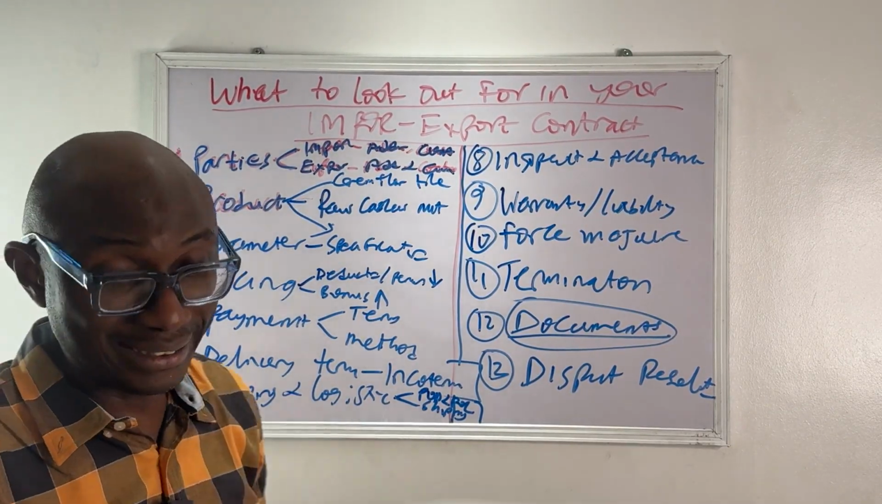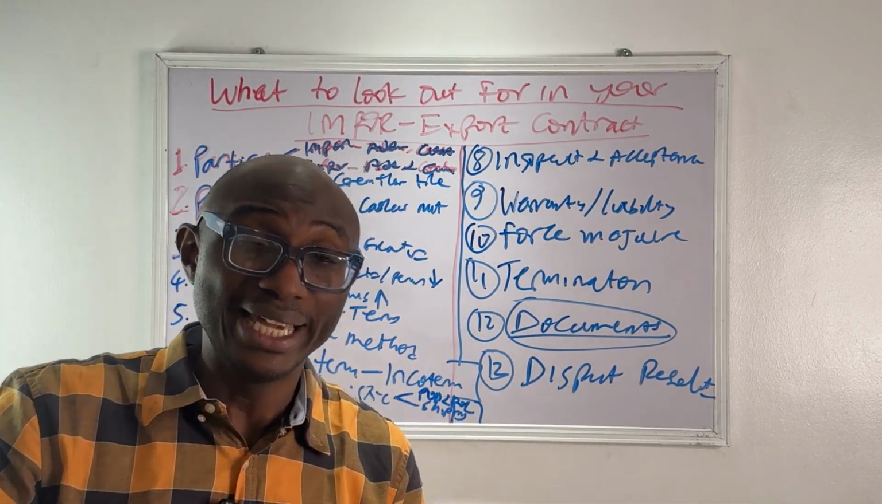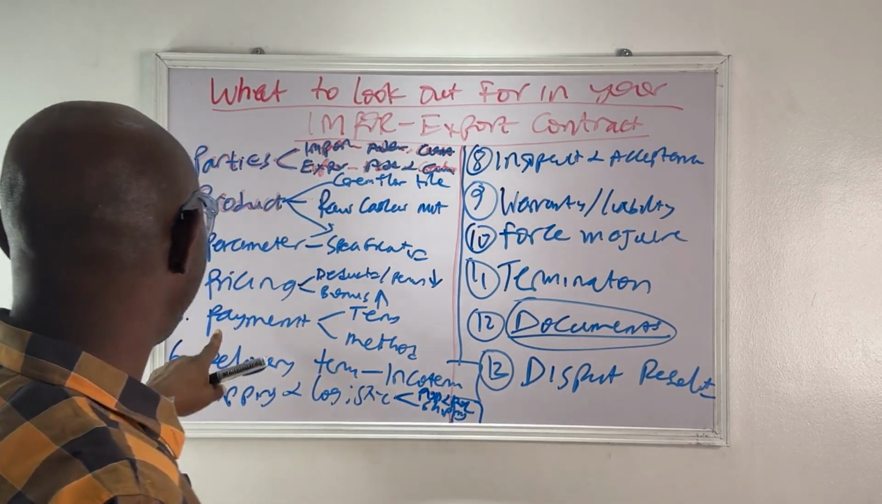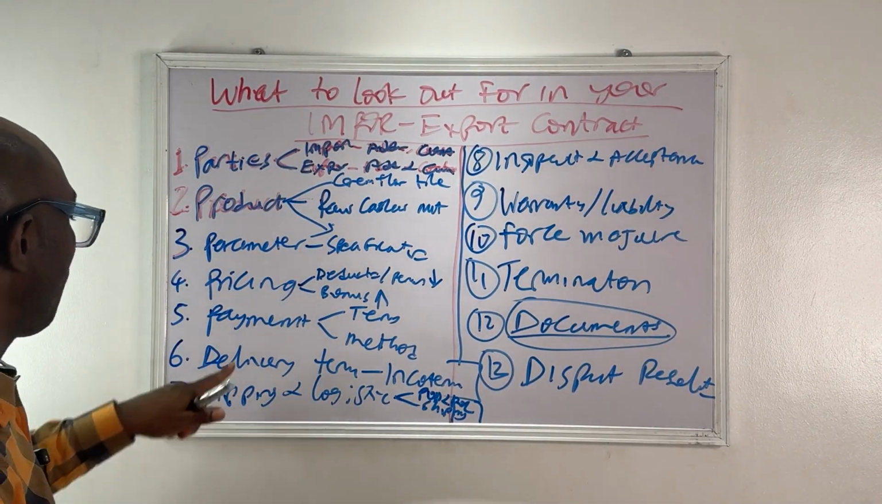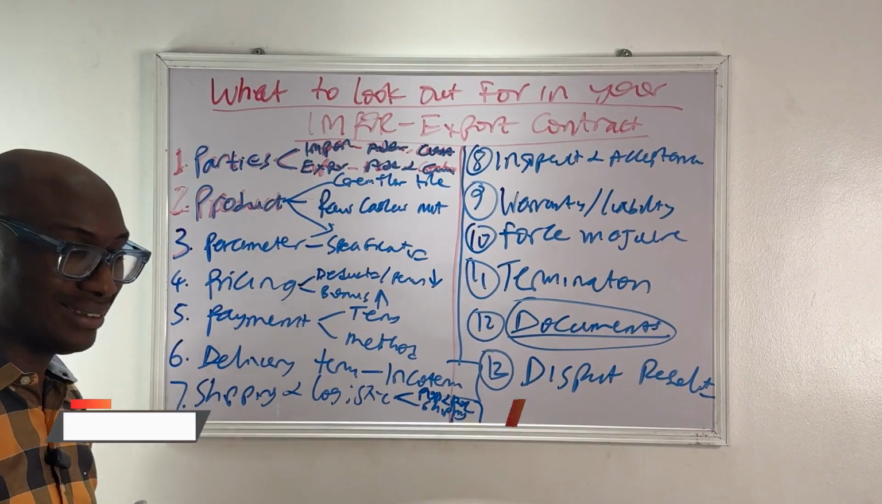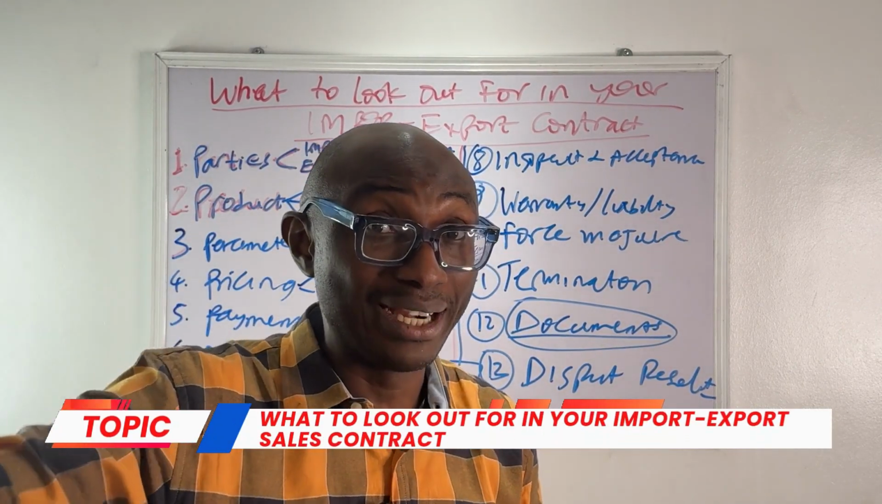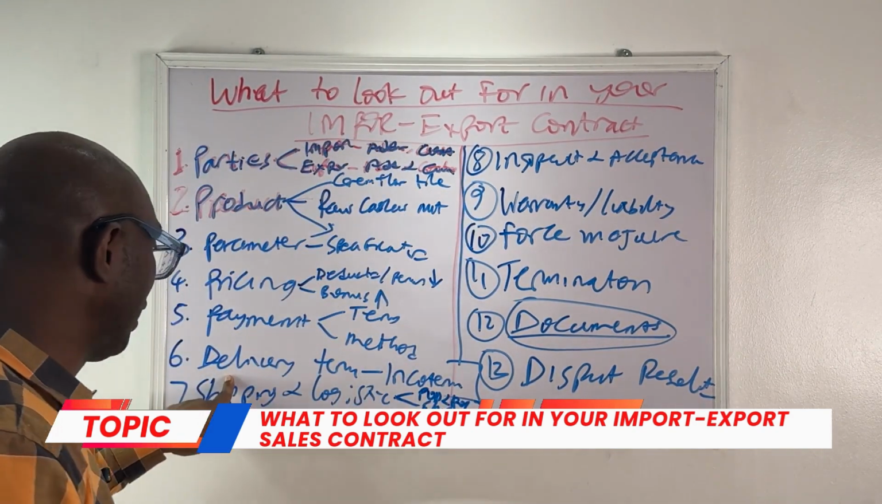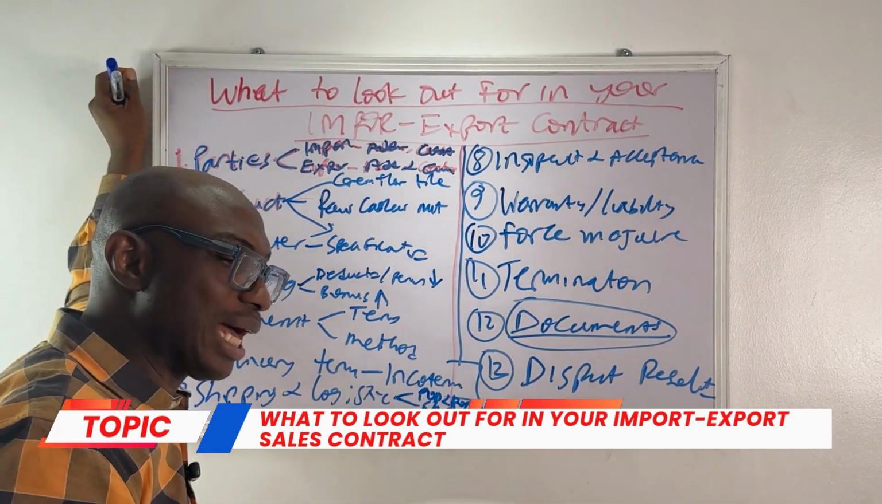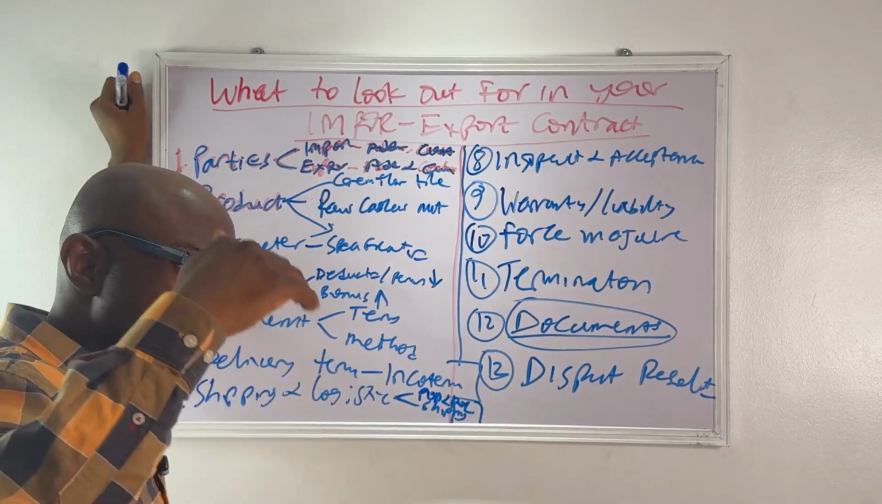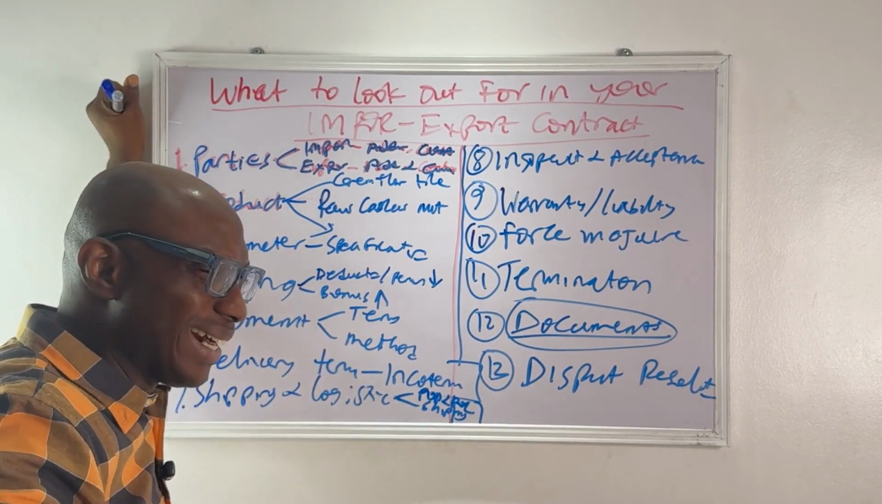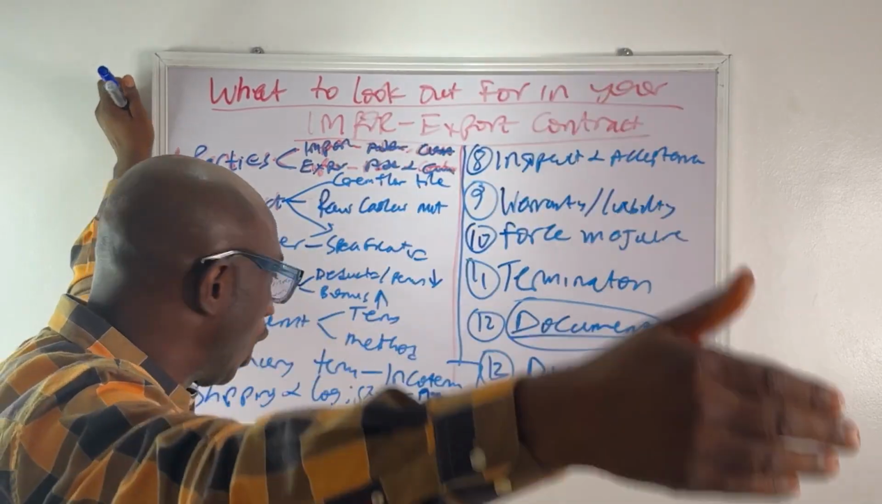Pricing. The pricing you are stating, is it what we agreed? Is it profitable for me? Payment. The payment terms, are they favorable to me and based on what we agreed? Then delivery. The Incoterm. Is the Incoterm giving me an extra cost? Did we agree on an Incoterm where my risk and cost end where yours starts?